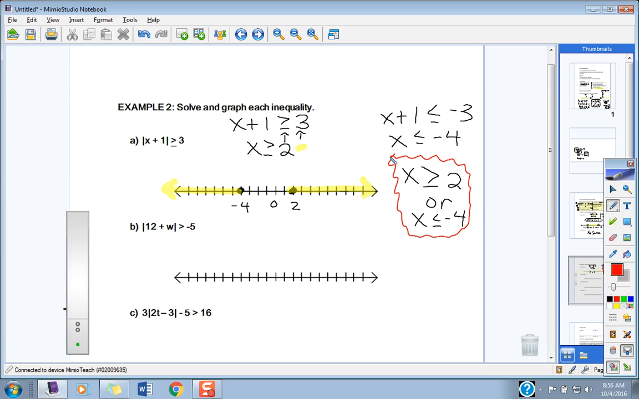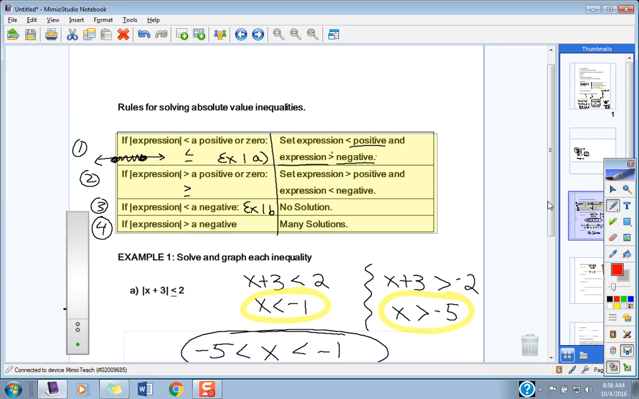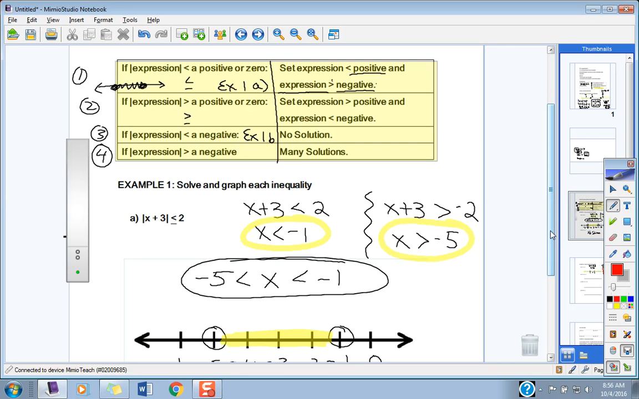So guys, quick question. When you were comparing an absolute value expression to be greater than a positive, did you get an interval or did you get two infinite intervals? Two infinite intervals. So I'm going to go back to the second page of my notes, and in example 2A, your graph for any situation like this will have something here and something here. You get two infinite intervals.